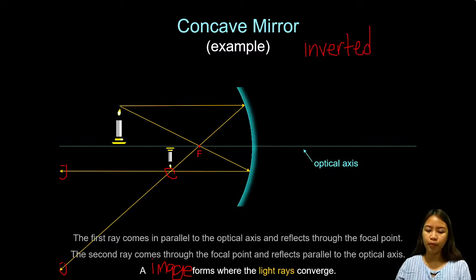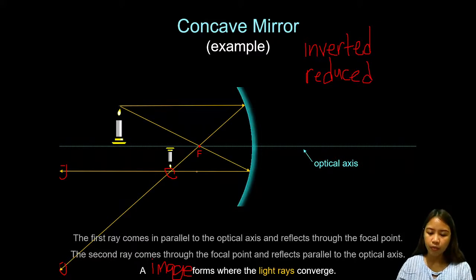Okay. What else? The image is smaller compared to the object. Again, the image is smaller compared to the object. Now, what happened to the image? It reduced.